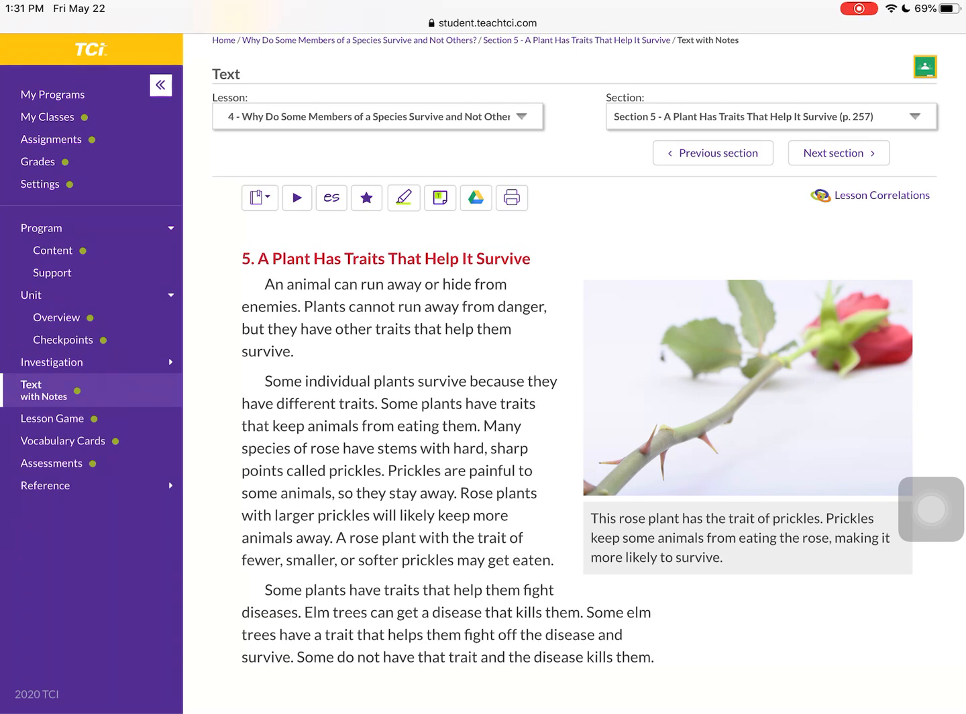So again, if you look at the picture, the caption talks about the rose plant with the trait of the prickles. I always thought prickles were called thorns, so interesting.